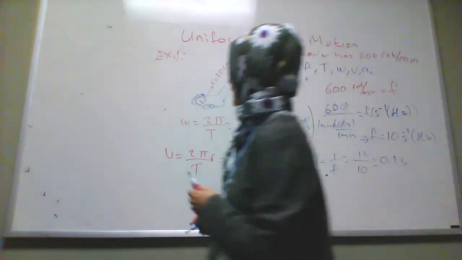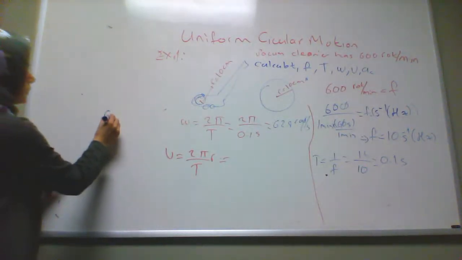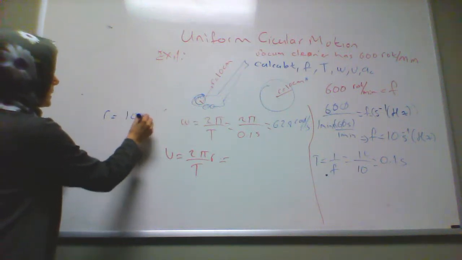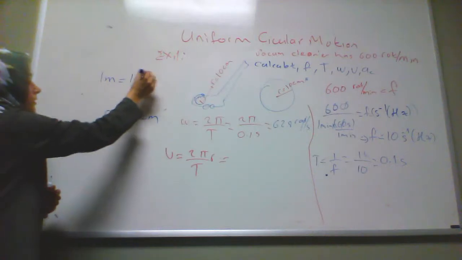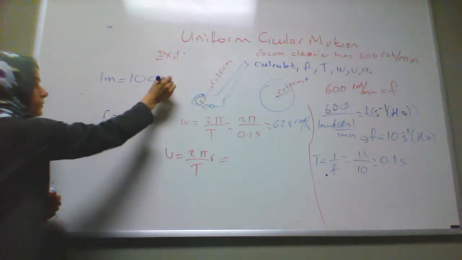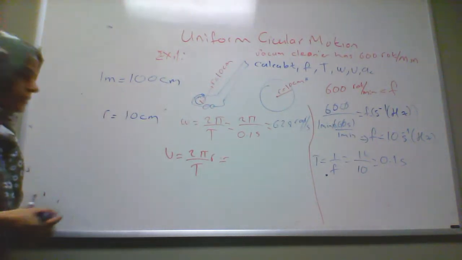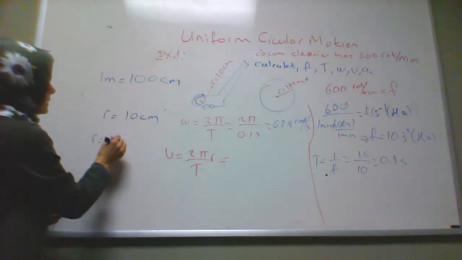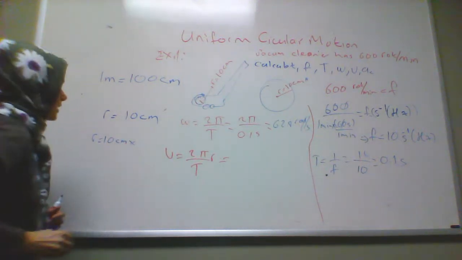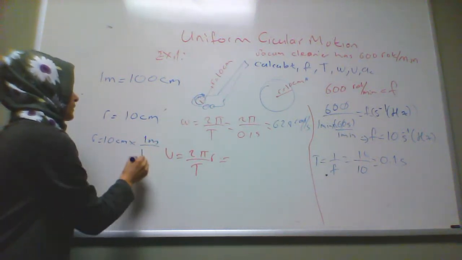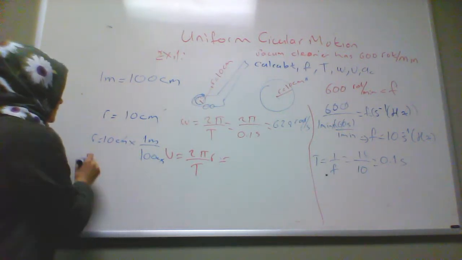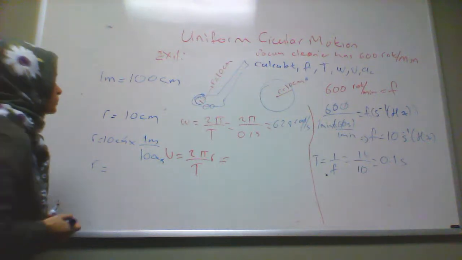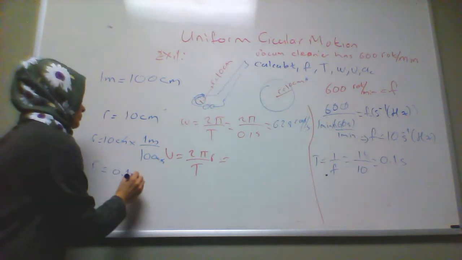So I'm going to convert r in here first of all. r is equal to 10 centimeters. I know 1 meter is equal to 100 centimeters, so if I divide this by 100, I'll get meters. r is equal to 10 centimeters times 1 meter over 100 centimeters. Let's do this correctly, exactly. So r is equal to 0.1 meters.